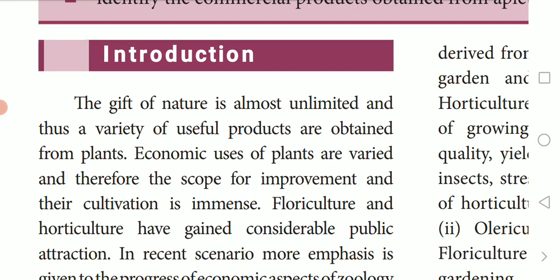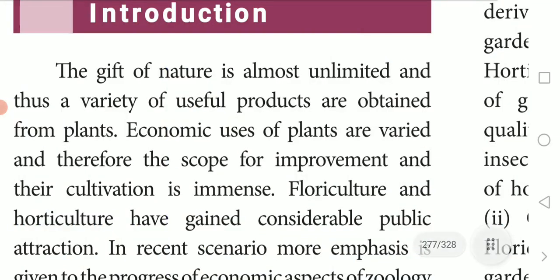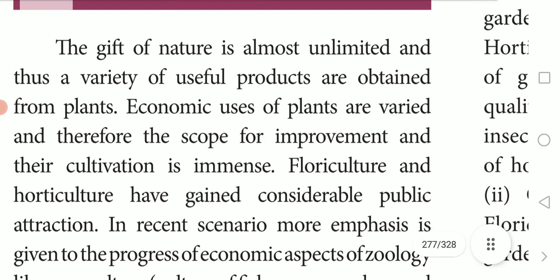Nature is giving an almost unlimited variety of useful products. Those products are obtained from plants. Economic uses of plants are varied, and therefore the scope for improvement and their cultivation is immense. Immense means very large. Just underline it. Floriculture and horticulture have gained considerable public attraction. We'll see what floriculture is and what horticulture is now.